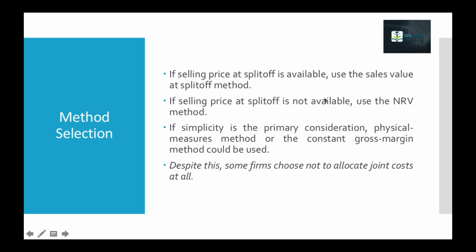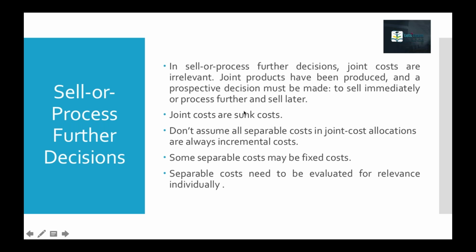The method selection depends upon the information available, whether we should use the physical measure method, sales value at split off point method, NRV method, or percentage gross margin method. In the exam, you are not allowed to select a method. You will be given a method, so no need to worry. For the sell or further process decision, you need to use cost based benefit analysis, which I explained with an example.